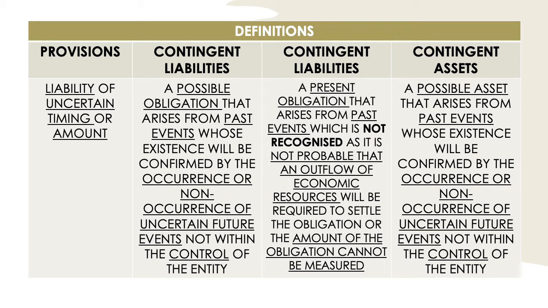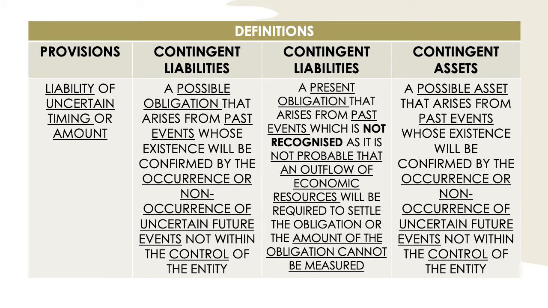The second definition of a contingent liability is a present obligation that does arise from past events, but which is not recognized as it is not probable that an outflow of economic resources will be required to settle the obligation, or because the amount of the obligation cannot be measured.